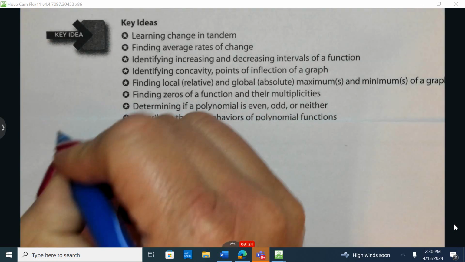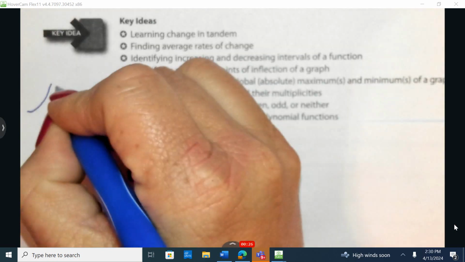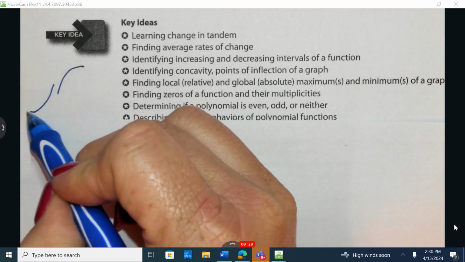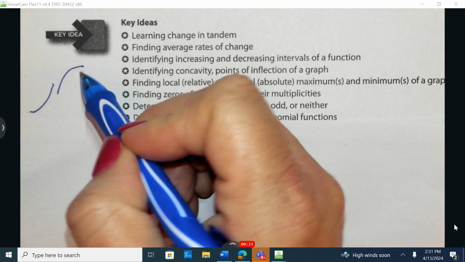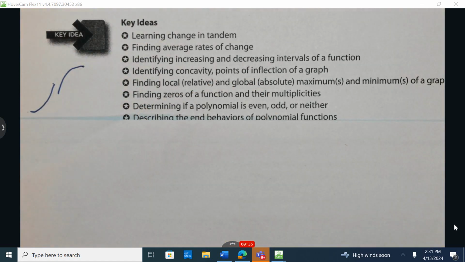Identifying concavity, remember concave up looks like this, concave down looks like this. In both cases here, we're increasing, but this is concave up, and hopefully you can see concave down. Inflection points is when it switches from increasing to decreasing, or vice versa. Finding the local or relative and global or absolute maximums and minimums. Remember, if there is a global or an absolute maximum or minimum, it has to consist of one and only one point that stands out as absolutely the highest point or the lowest point on a graph.